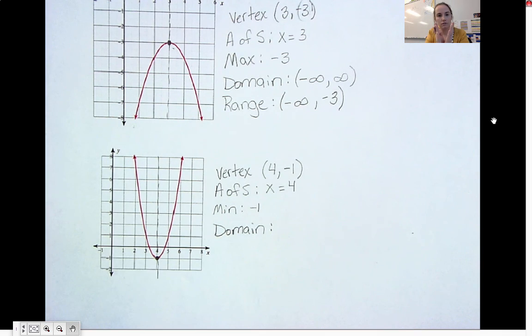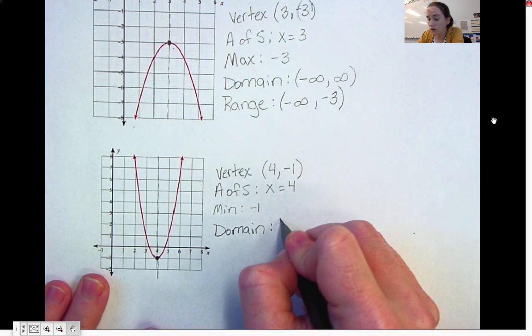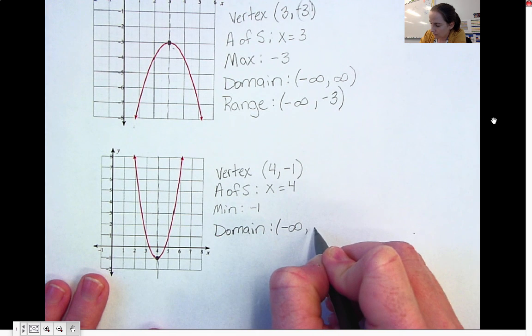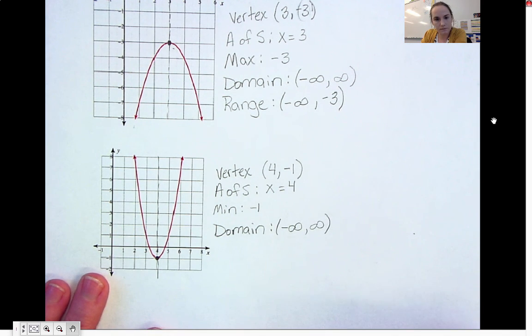Okay, domain. Again, your x values. As this graph continues to grow, x values go like this. You can go all the way down to the lowest x value, all the way to the highest x value, but your graph will keep going and widening and widening. And so I can use every single x value. So it goes from -infinity to +infinity.